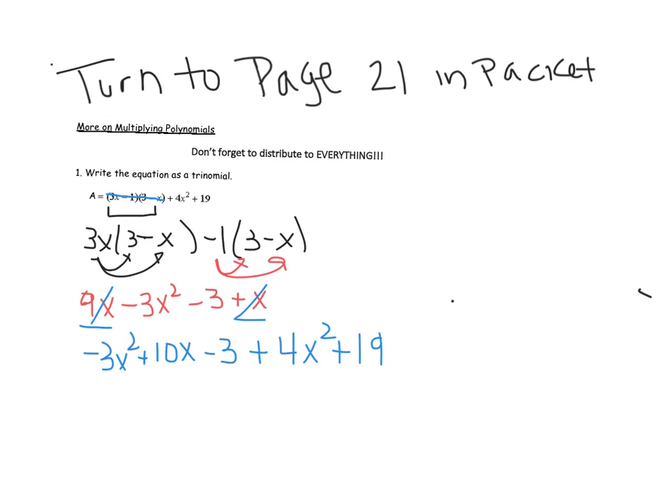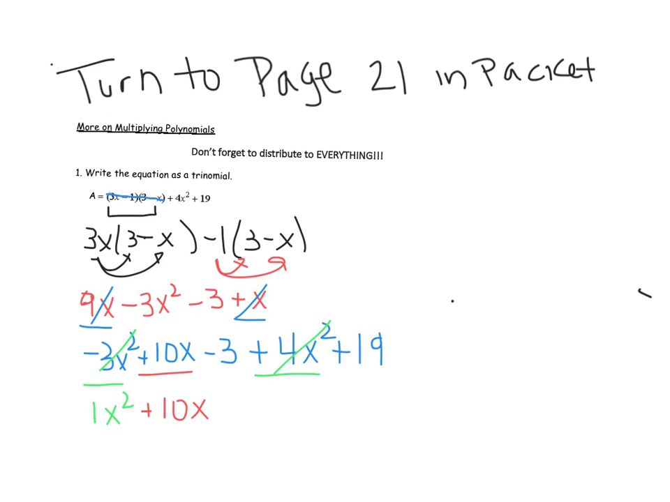So all we're going to do is look to combine like terms here. So we look at our x squared, we have an x squared, we have an x squared. So negative 3 plus 4 gives us positive 1x squared. So now let's look for x terms. We've got a 10x. We've got nothing to combine with it, so we're just going to bring it down.